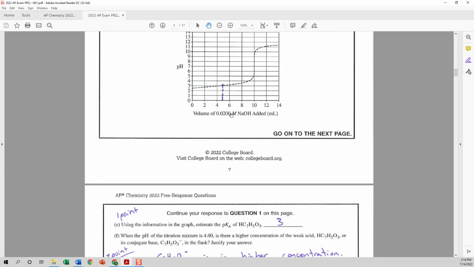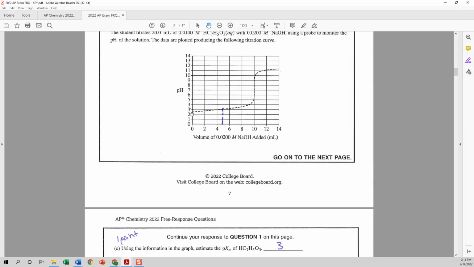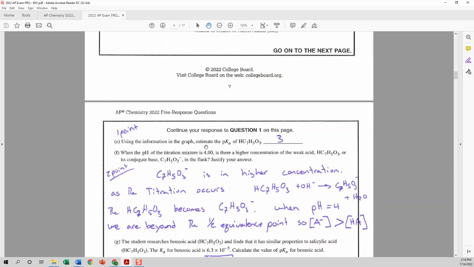And if we go back to the diagram, after you start the titration, so slightly after 0, but before the equivalence point, so in this case right before 10, this region right here is called the buffer region. And the half equivalence point is the midpoint of the buffer region. Anything before the half equivalence point, you have more of the acid and less of the conjugate base. Anything after, you have more of the conjugate base and less of the acid. So we have more of the conjugate base, so the concentration of that is higher.